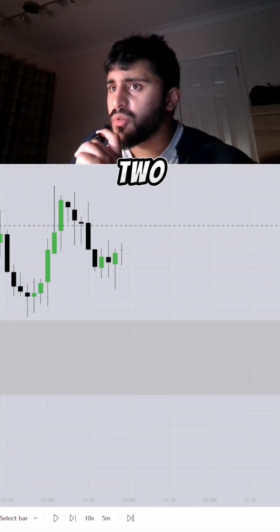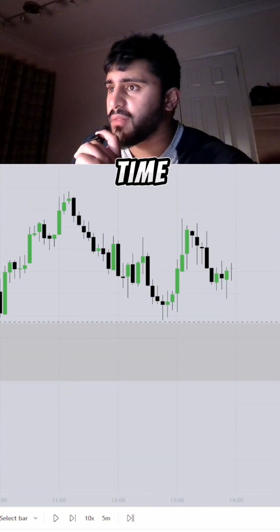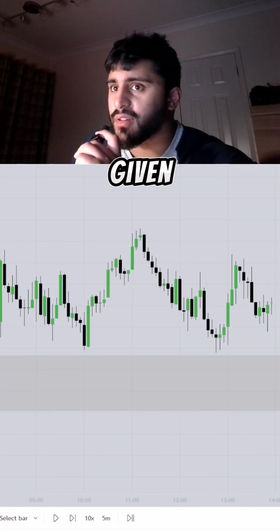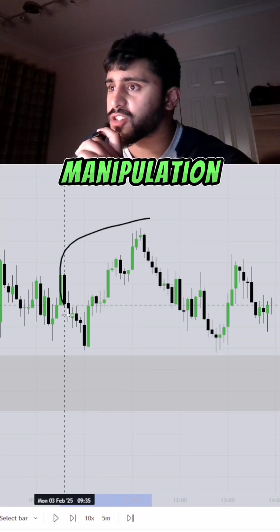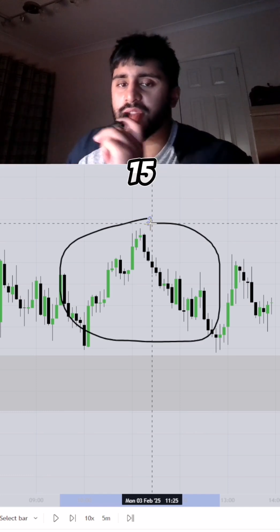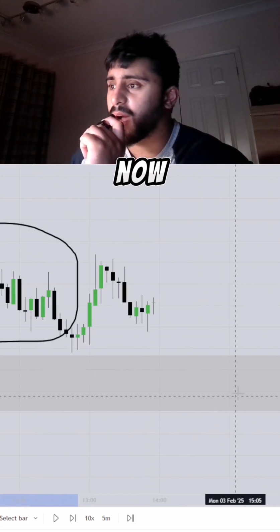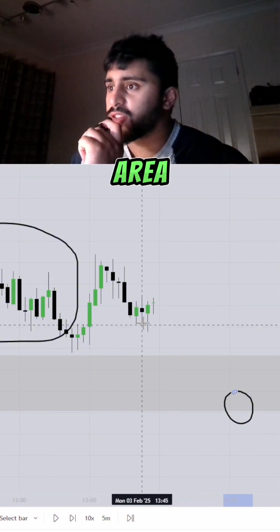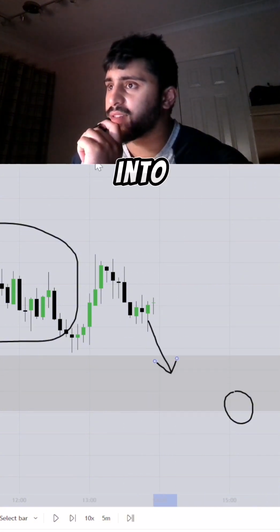So step number two, which is to head down to the 5-minute time frame. And as you can see, the 5-minute time frame has given us a range just before the manipulations, right? So this is the accumulation. The accumulation will occur above the 15-minute fair value gap, and this is now our area. This is our demand area. So we are now waiting for price to come into this area, right?